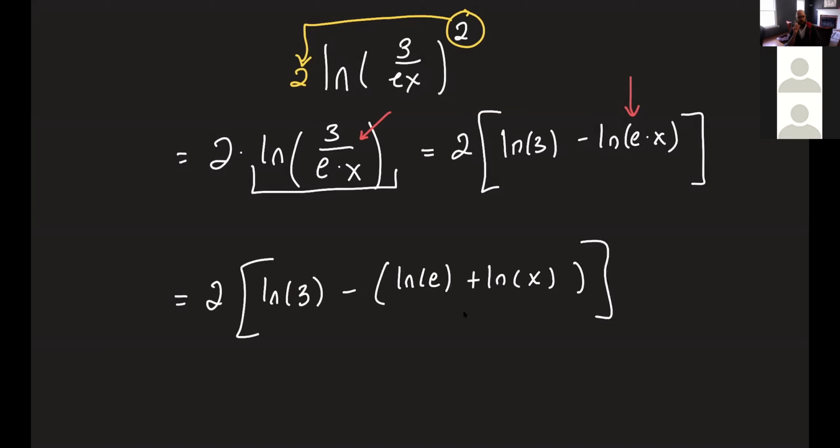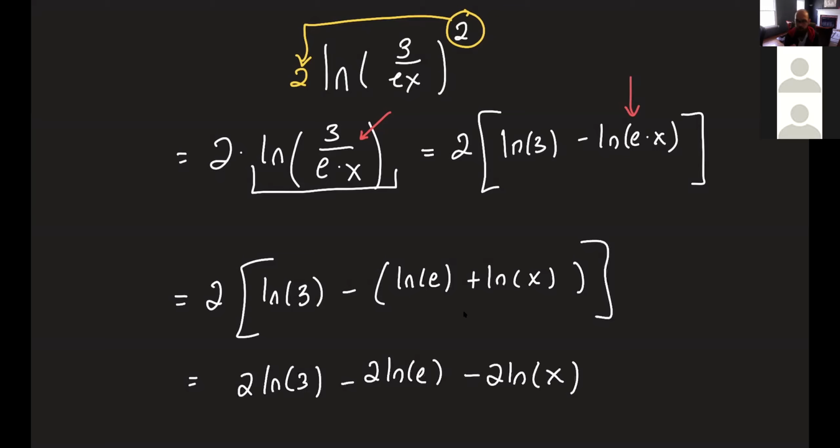And so if we wanted to simplify this, we could expand everything. So we'd have 2 times natural log of 3. And then the 2 would distribute to everything. So you'd have minus 2 natural log of e minus 2 natural log of x.